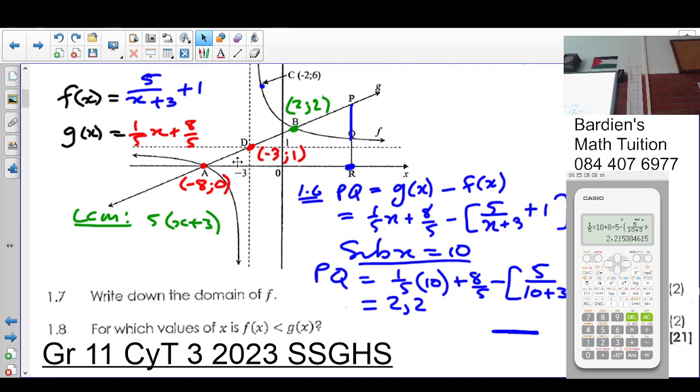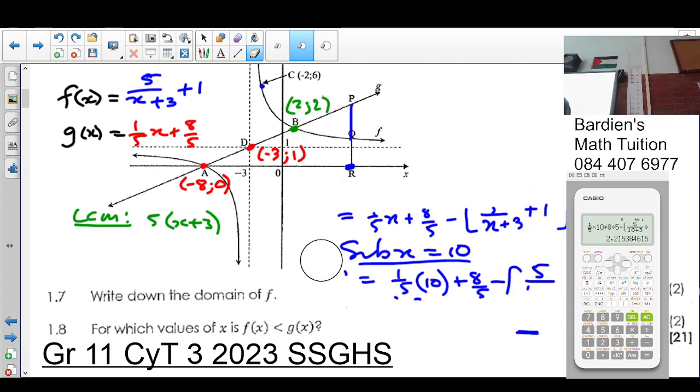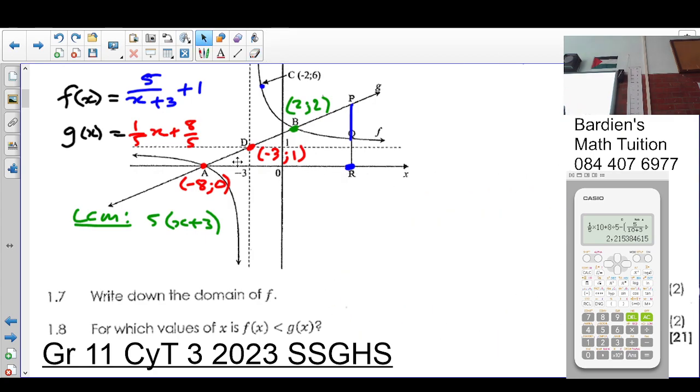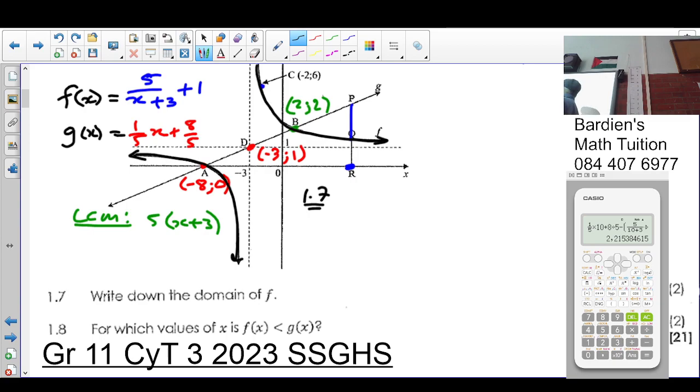Now we are told, write down the domain of f. People, what is the domain? All possible x values of f. What is f? The hyperbola graph. As you can see, this graph is going to negative infinity and positive infinity. Can you see that? So what does that mean? What's the domain? All values of x, not so. So x is an element of all real numbers. However, x is just not equal to negative 3. So the graph doesn't exist on that asymptote. Okay. 1.8.